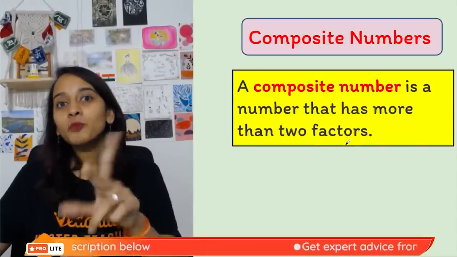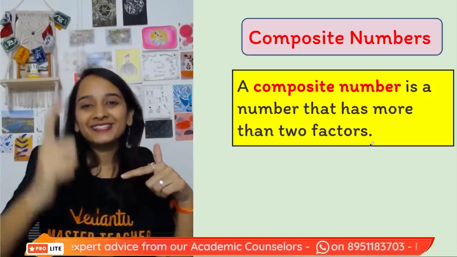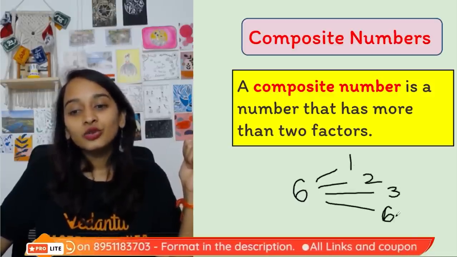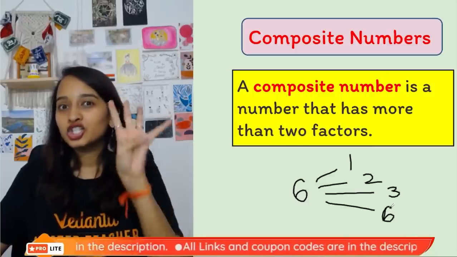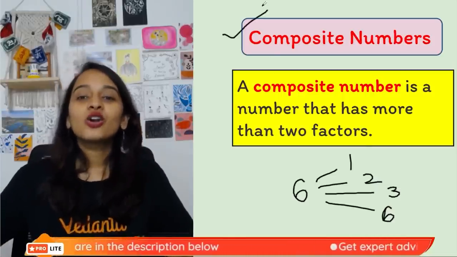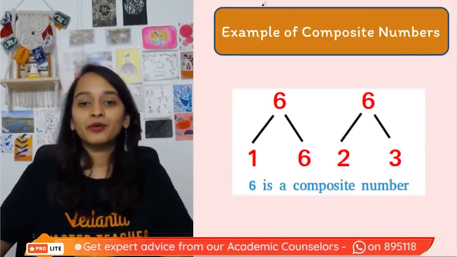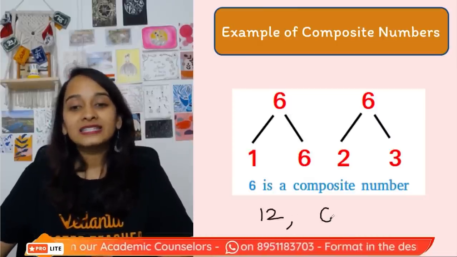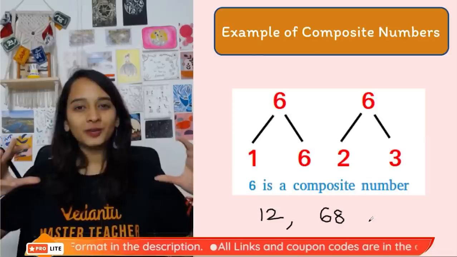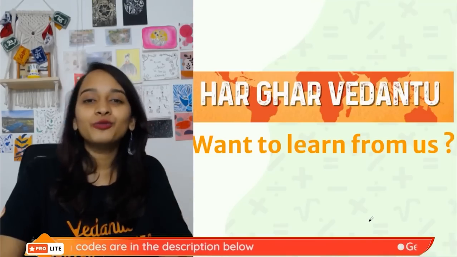A composite number is opposite of prime. Any number which has more than two factors is called composite. So I have taken example of 6. Now what is 6? You know that 6 is not prime, because 6 ke paas 4 factors hai. To usko hum kya bolenge? Usko hum bolenge composite number. 6 has 4 factors. So 6 is a composite number. You can say 12 is also a composite number. 68 is a composite number. Why? Because all these numbers have a huge army, a list of factors which is greater than 2. Hai na? They have more than 2 factors.